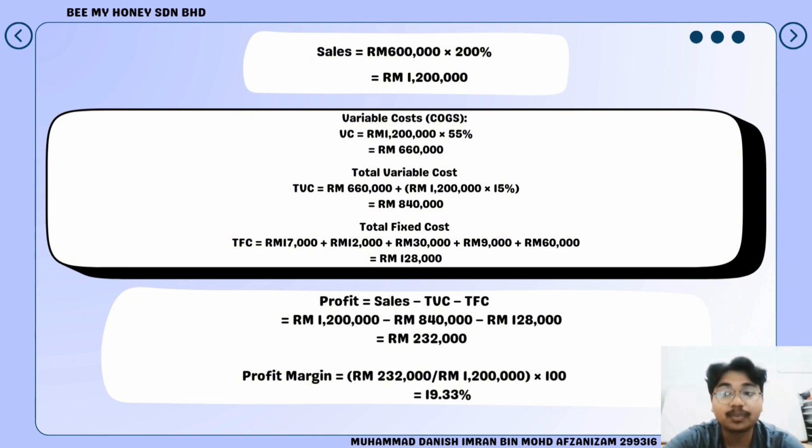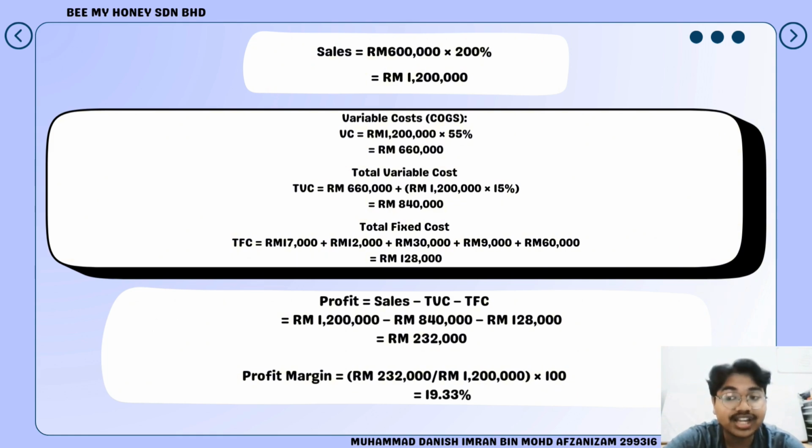Next, the profit and profit margin. Subtracting total cost from sales, we calculate the profit as 232,000. This gives us a profit margin of 19.33%, which is below the company's target of 30%. This gap highlights the need for improvements.